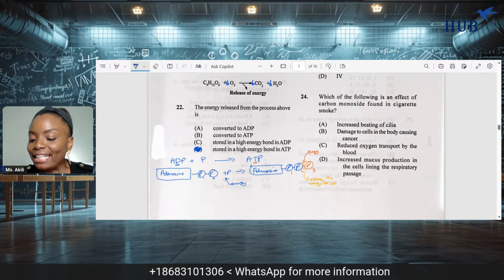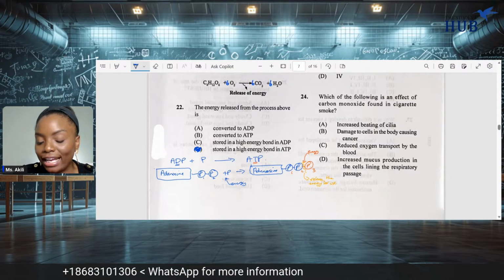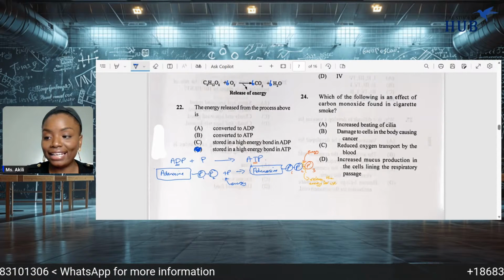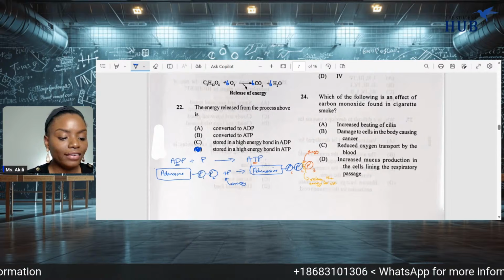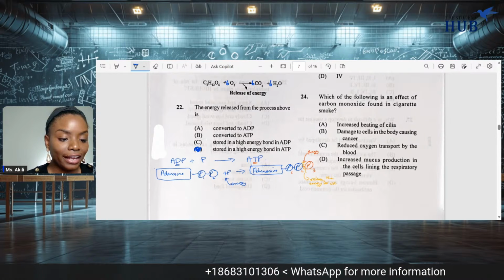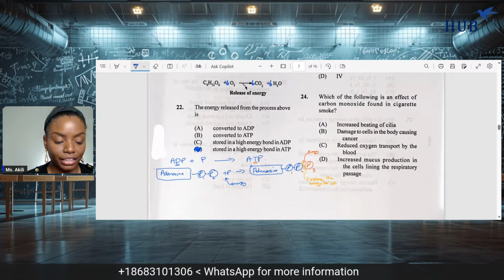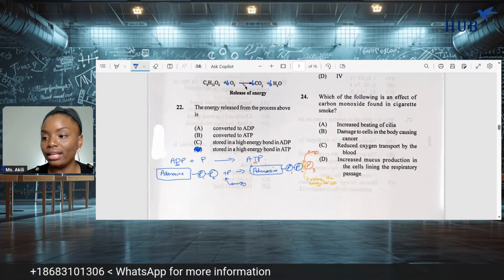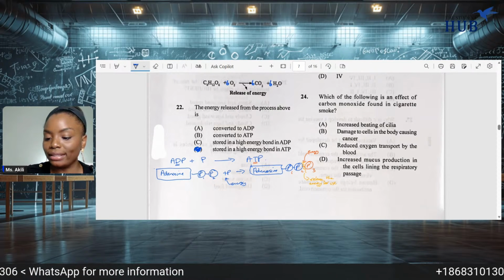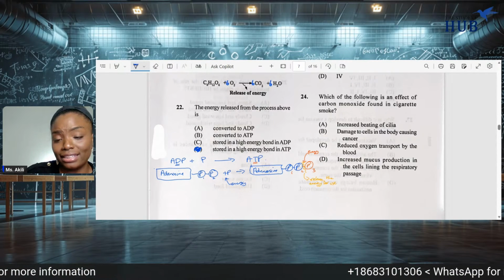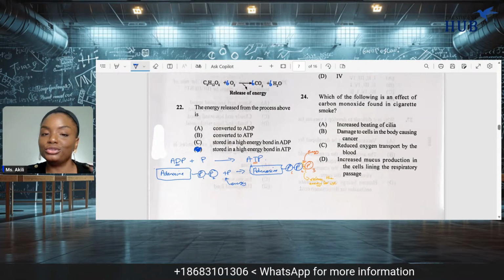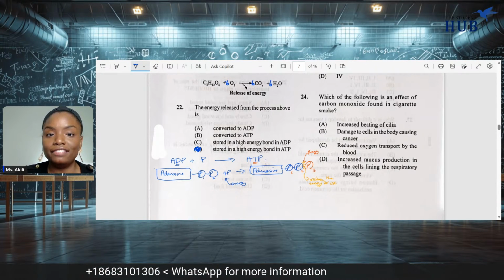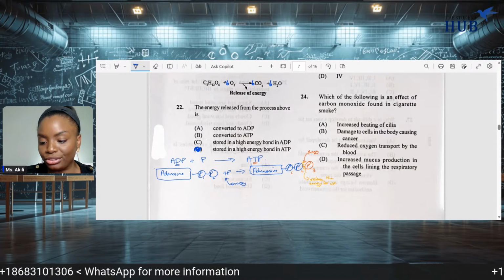Which of the following is an effect of carbon monoxide found in cigarette smoke? And guys, if there is any question that comes in very, very subtle variations, it's going to be this one. They love to bring us smoking multiple choice questions, but sometimes they focus on carbon monoxide, sometimes they focus on tar. So you have to be familiar with the effects of cigarette smoke on the respiratory system, right?